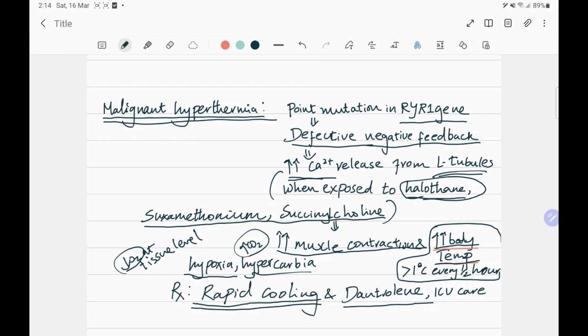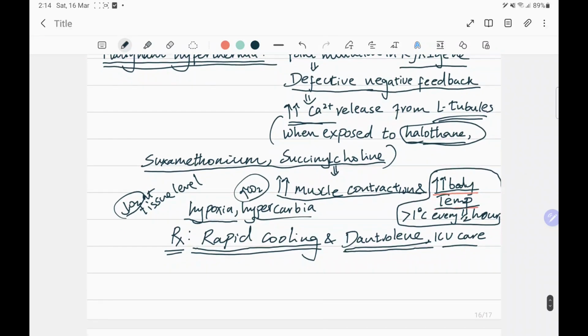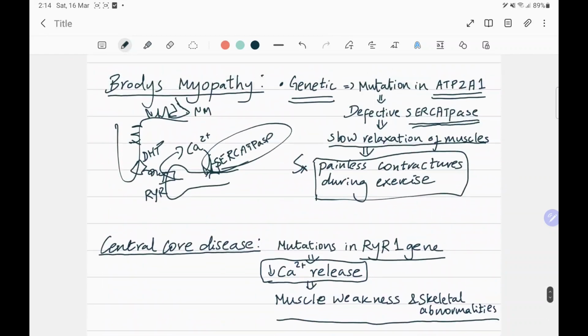Then there's a drug called dantrolene. So the treatment is rapid cooling, dantrolene, and shift them to ICU and call a specialist for help over there in managing this patient. So these are the clinical aspects, and if you get a theory exam question on excitation contraction coupling, you can write this under the clinical aspects for excitation contraction coupling, which I will be doing now.